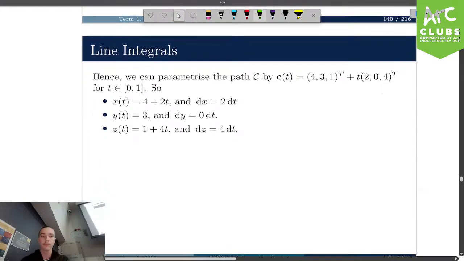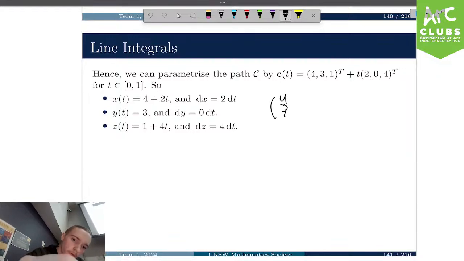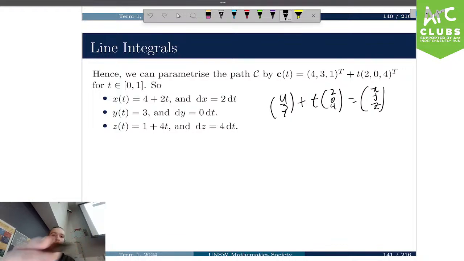So we can then say, just by vector addition, because these are both vectors, if this equals x, y, z, then x is just going to be the top row, so that's where we get the 4 plus 2t. Y is going to be just 3, and then z is going to be the 1 plus 4t, which is that bottom row. And then simply just by differentiating all of these with respect to time, we end up with this.